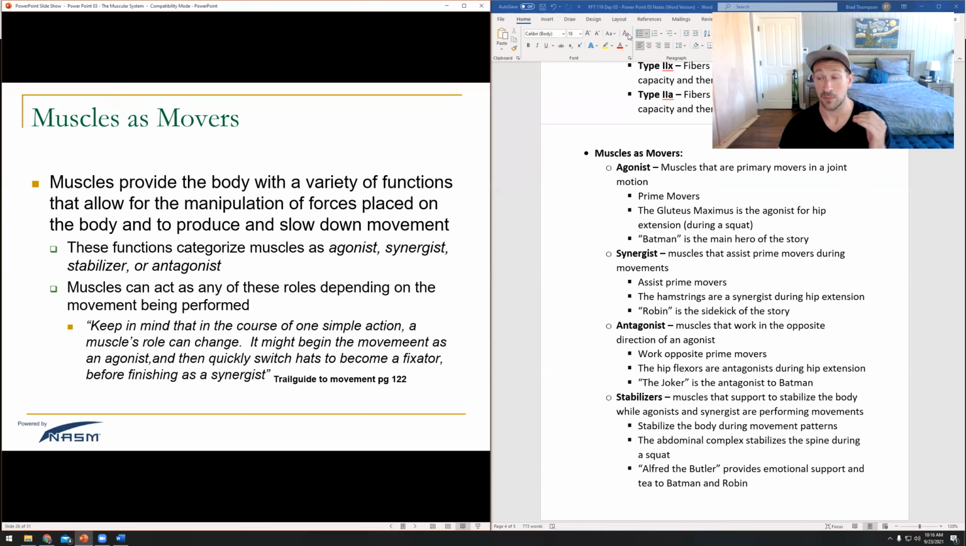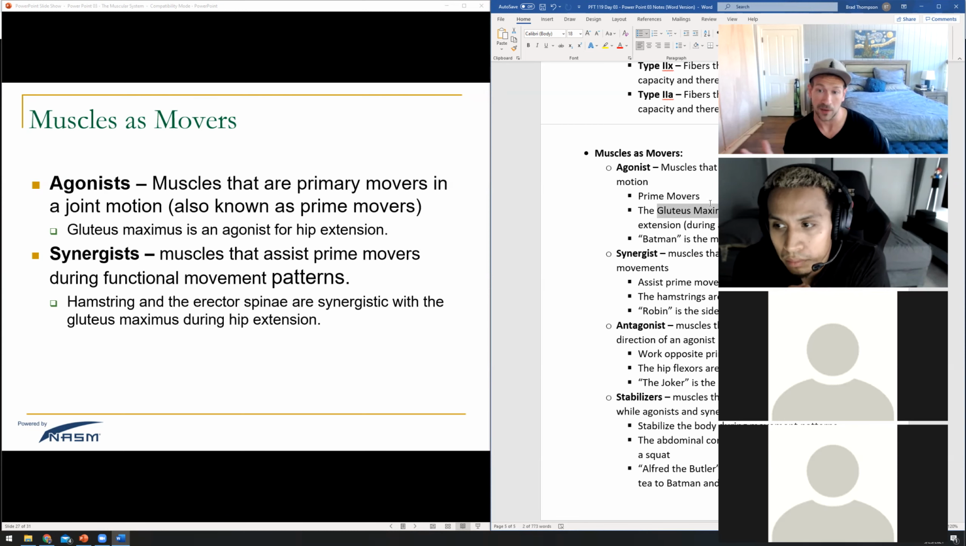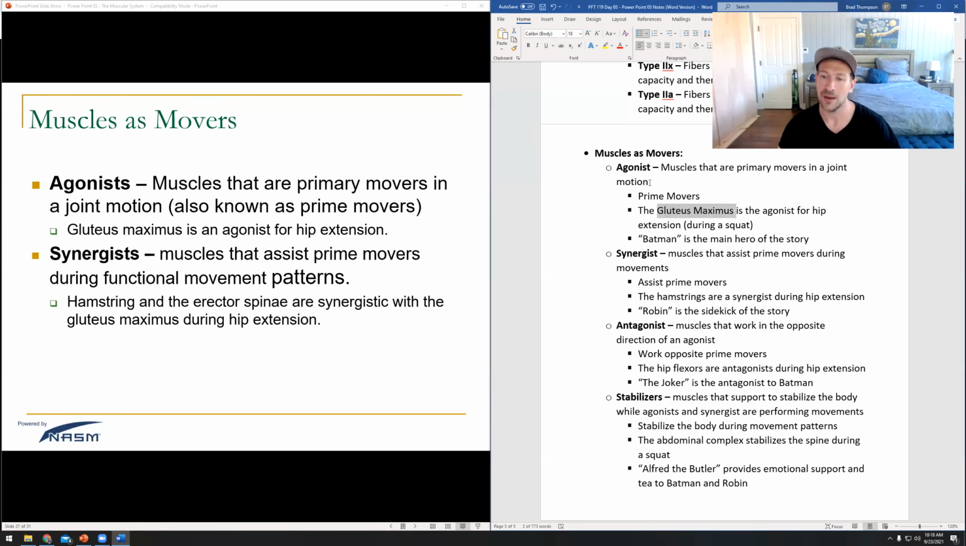Now you might be thinking, well, what about the quads? Yeah, quads are there. They're helping. They're very much assisting. Or what about the hamstrings? Yeah, they're very much helping. But the main muscle is the agonist. So the prime mover is the agonist.